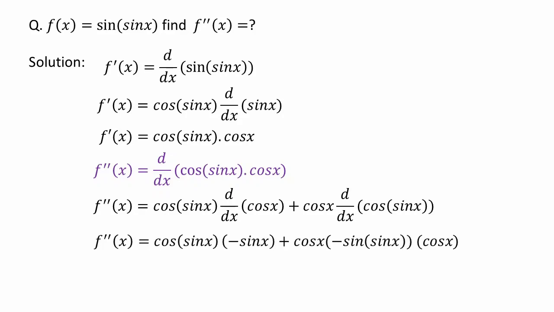Now simplifying, f double prime of x is equal to cos of sin x times the derivative of cos x, which is minus sin x, plus cos x as it is, times the derivative of cos of sin x, which is equal to minus sin of sin x, and then take again the derivative of the inner function, which is sin x. So the derivative of sin x is equal to cos x.